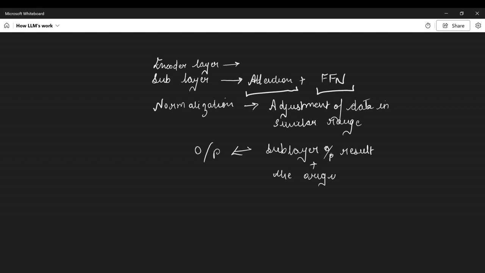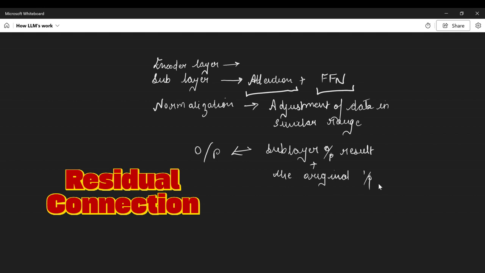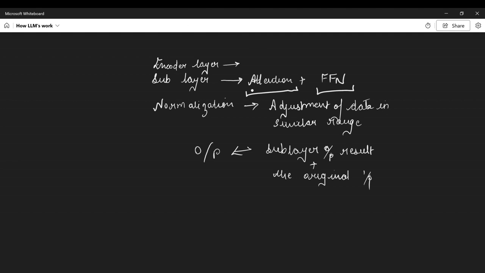Residual connection. Instead of just taking the sublayer output, the model adds the original input back to it. So the output is the sublayer result plus the original input. And what does this help with? It helps the model remember what it learned before and stops the training process from losing information as it goes deeper. This problem is also called the vanishing gradient problem.